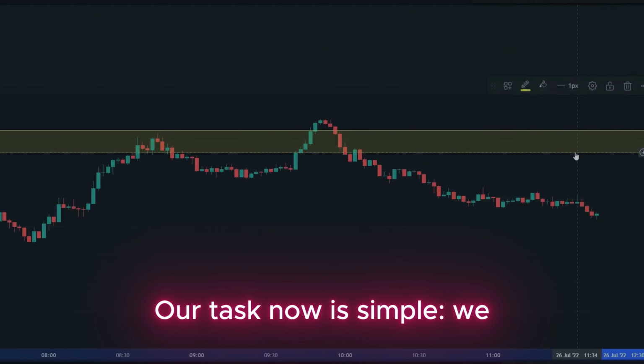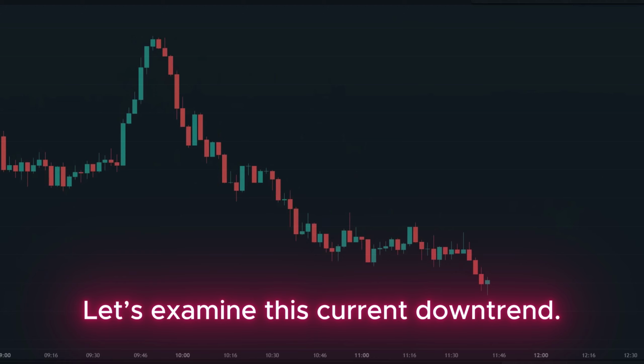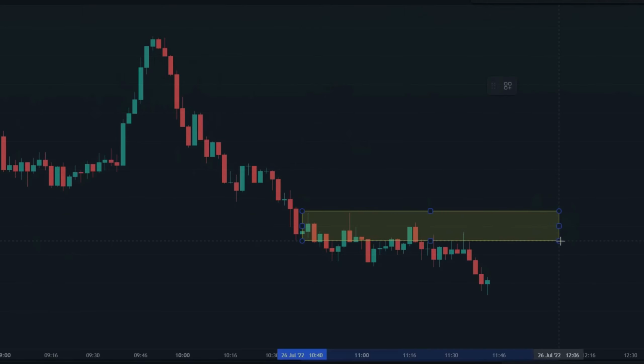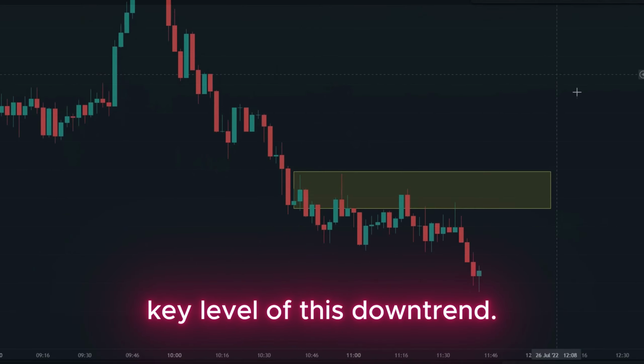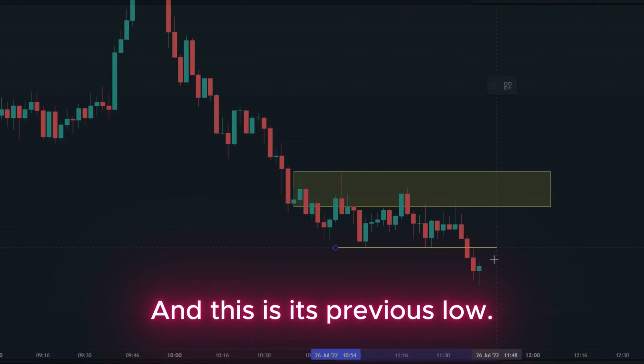Our task now is simple. We follow this smaller wave, this current downtrend. Let's examine this current downtrend. In this downtrend, this is the key level of this downtrend, and this is its previous low.